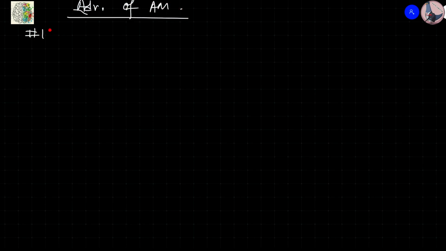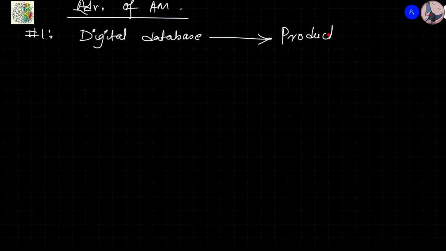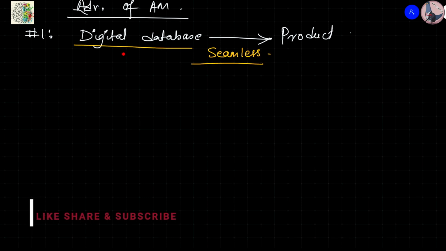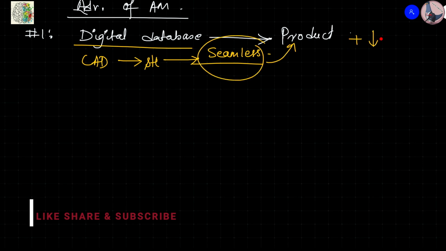Number one, when you have your digital database, going from the digital database to making the product, this entire process will become very seamless. Once you have the digital database, which will be your CAD models, you just have to slice it in STL format, send it to the machine, and then you will directly get the product with very minimum waste. This was one very big advantage of additive manufacturing.